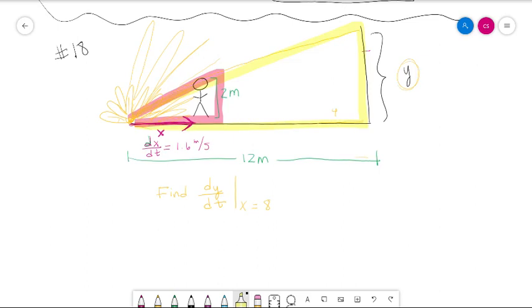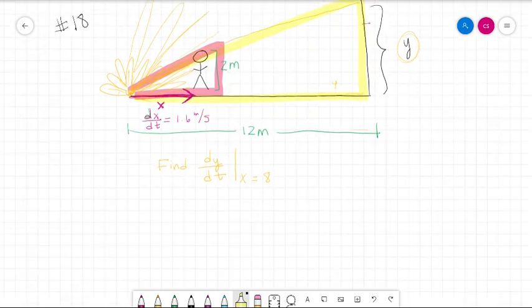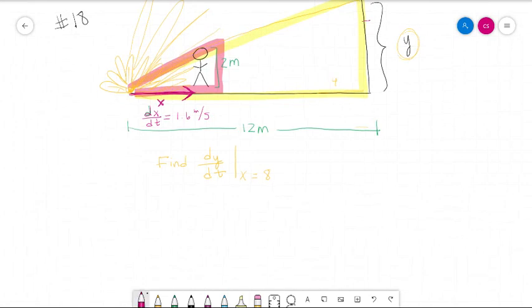And what's special about these 2 triangles? They're similar. So let's consider this triangle. And they're similar because all the angles are the same, right? They share all the same angles. And then we'll consider the bigger triangle.